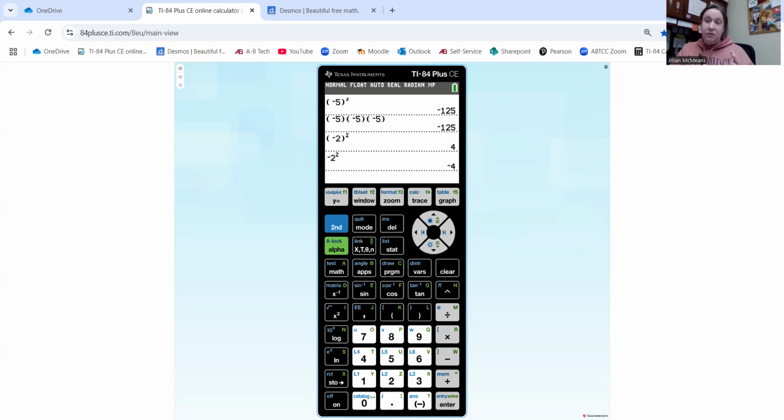So if you have a negative base, whether it's in parentheses or not really truly does matter, okay? In this case, we started out in parentheses. We need to go ahead and evaluate with those parentheses, okay? So regardless, we should be getting positive 4 here.